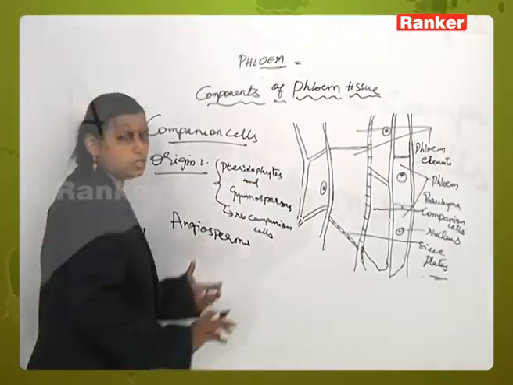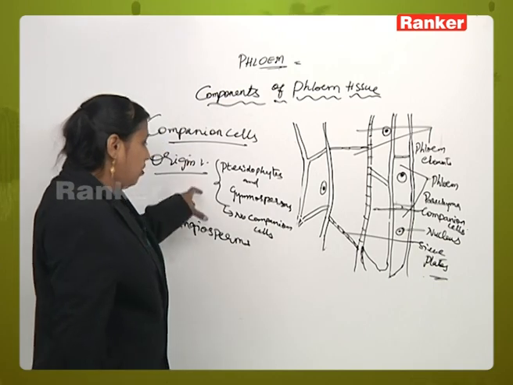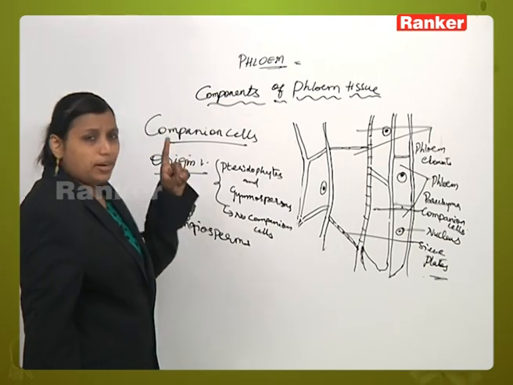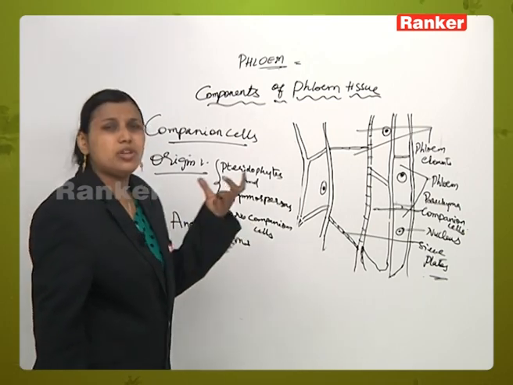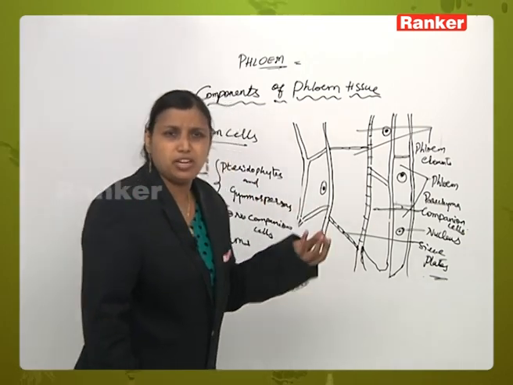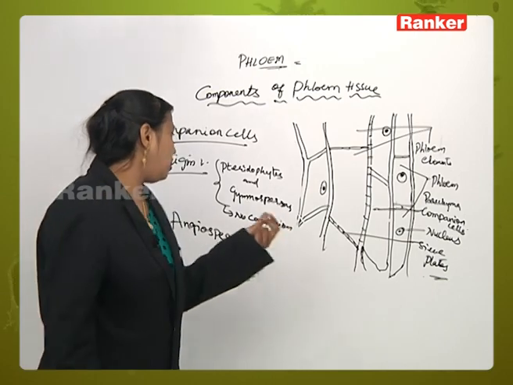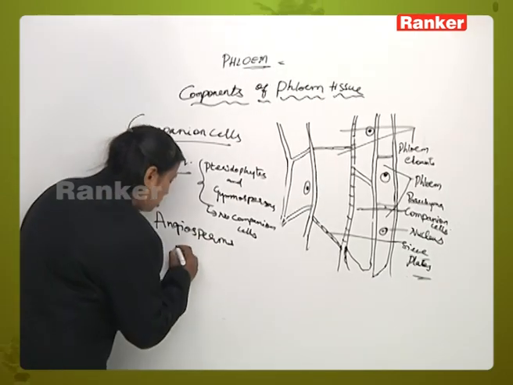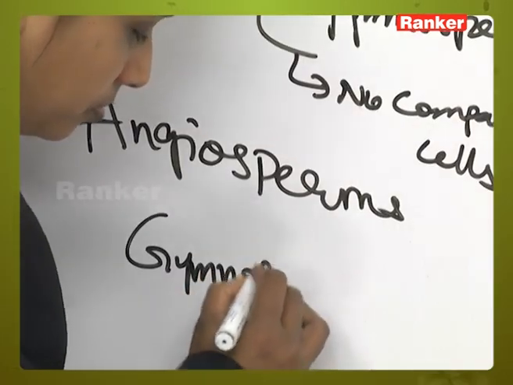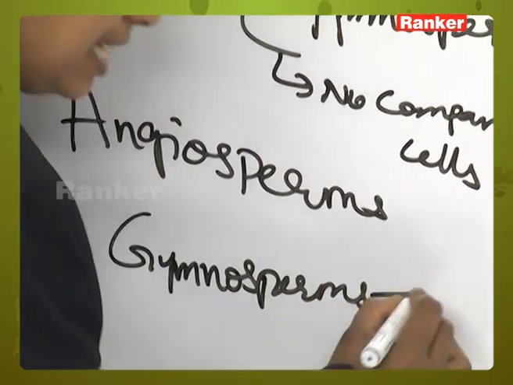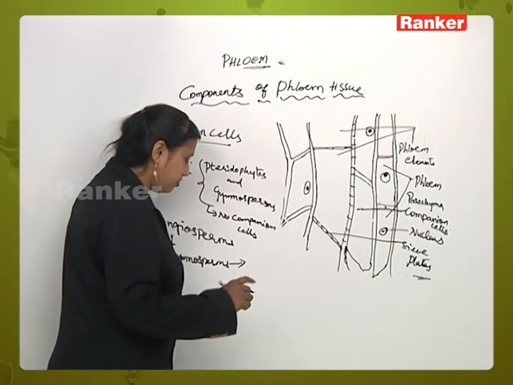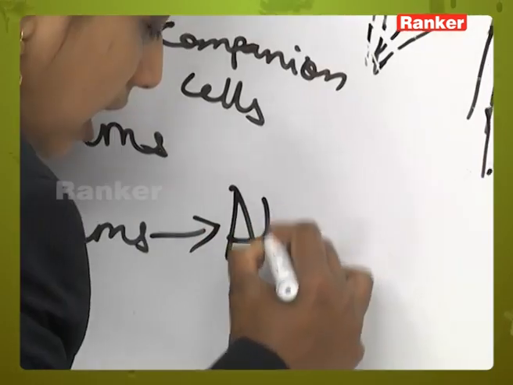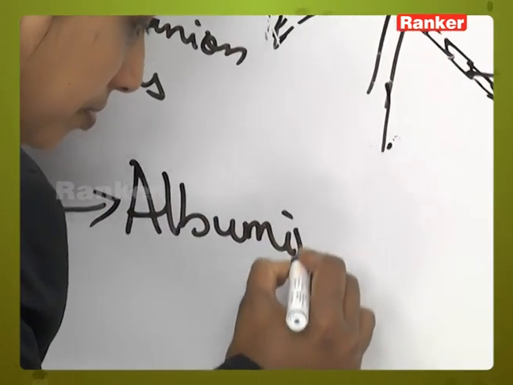So what about gymnosperms? In gymnosperms, we can't see companion cells, but we are able to see another specialized structure which is more or less equal in function, but different in structure, to the companion cells. We will see a specialized storage parenchyma, as we said at the beginning of the lecture. Those are called albuminous cells.